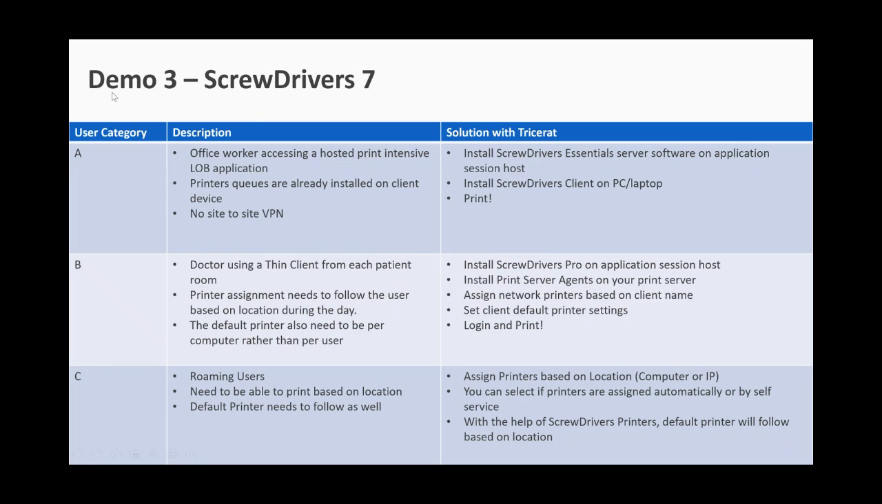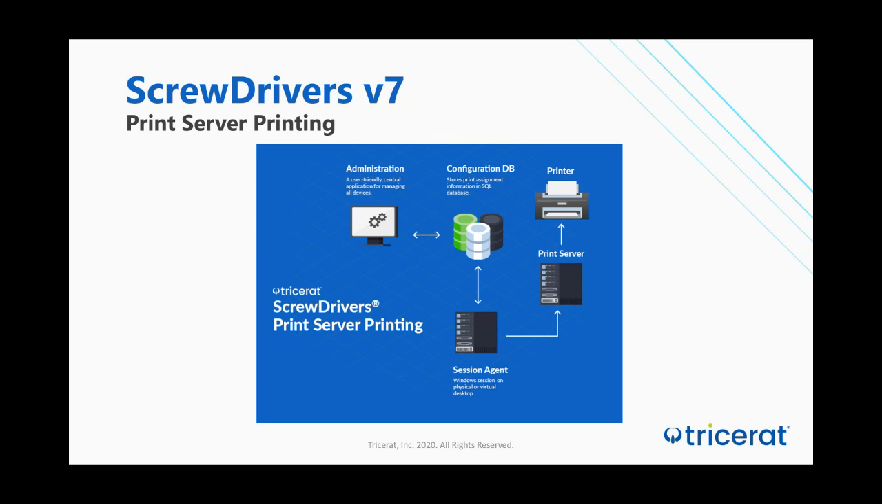As we saw, we have the roaming user, and we can have the default printer based on location. Really cool. Now this is the architecture: you would have a client or user logging into the session agent. You have a SQL database backend that is storing the information. You have the administration console. You have the print server in this case, and the printer. The print server could be on your local network area, basically.